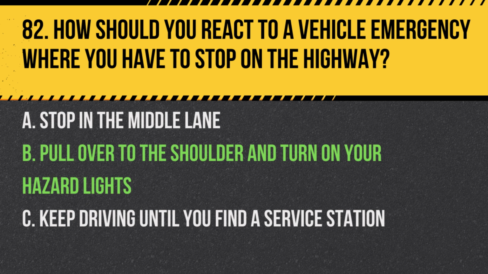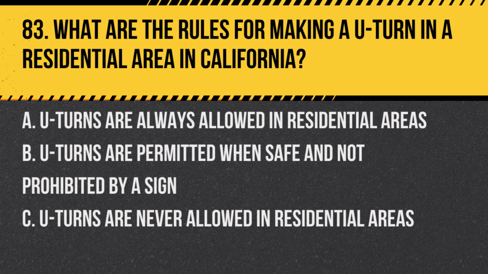Answer: B. Pull over to the shoulder and turn on your hazard lights. In an emergency, safely move your vehicle to the shoulder and use hazard lights to alert other drivers. Question 83. What are the rules for making a U-turn in a residential area in California?